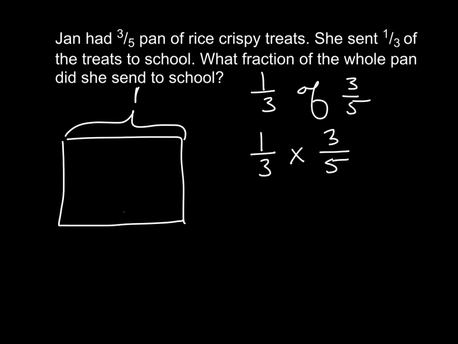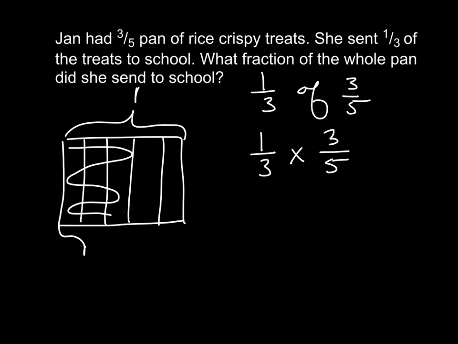However, she only has 3/5 of a pan. So I'm going to make my fifths. I'm going to color in the 3/5 to show this is the part that she's actually got. The other 2/5 are gone. And she wants to send 1/3 of what she has into school. So I'm going to divide my whole up into thirds in the other direction.